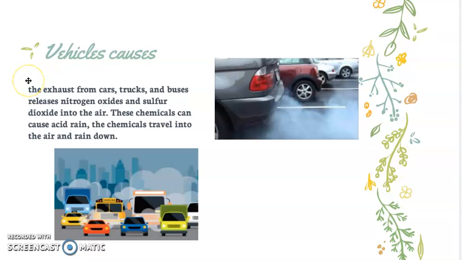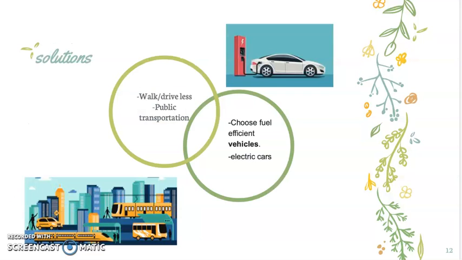Another cause of this is vehicles. The exhaust from cars, trucks, and buses releases nitrogen oxides and sulfur dioxide into the air. These chemicals can cause acid rain. The chemicals travel into the air and rain down. Really bad. A solution to this would be to walk, drive less, or use public transportation, for a more budget-friendly way. Another would be to choose fuel-efficient vehicles, like electric cars.